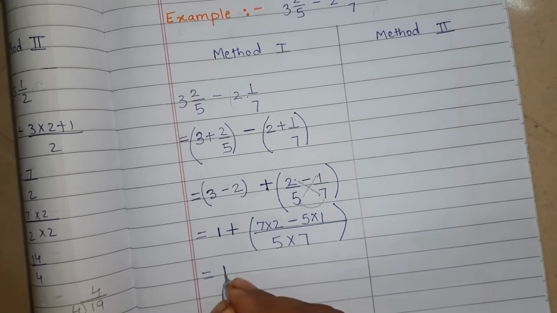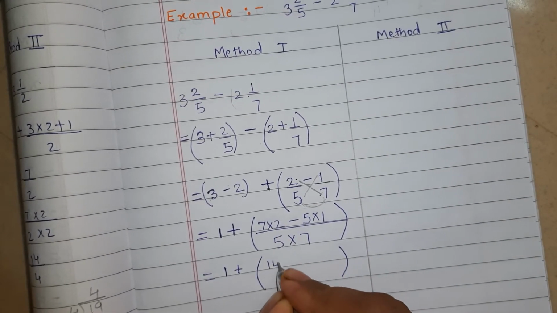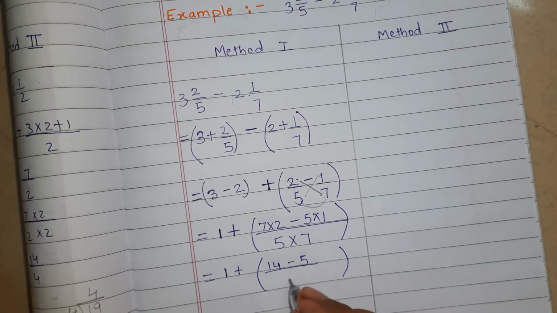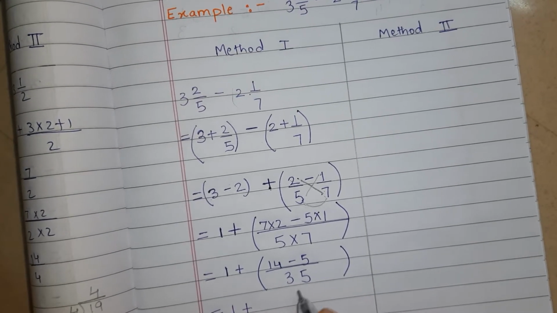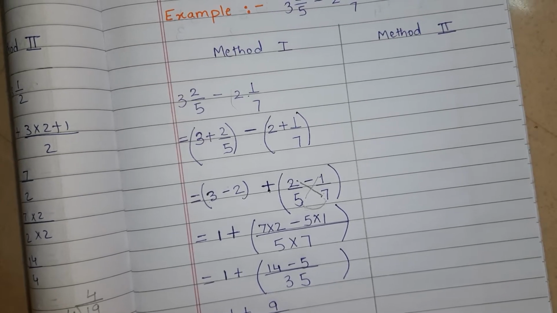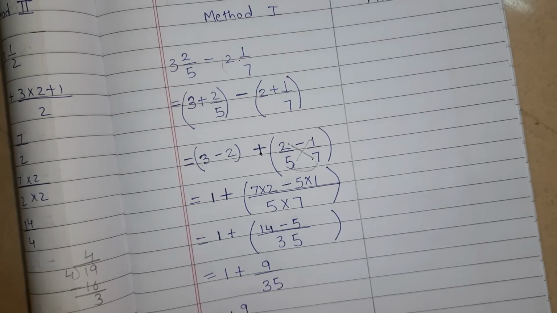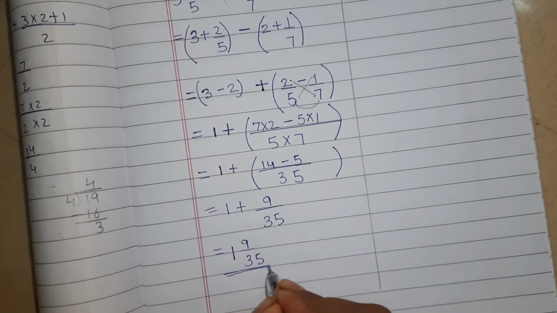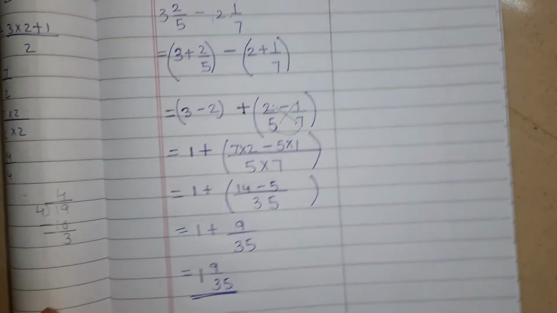What will we get? 1 plus 7 2s are 14 minus 5 1s are 5 upon 35. Now, 14 minus 5 is 9 upon 35. So, your answer is 1 and 9 upon 35. This is your final answer. Understood? Now, the next one.